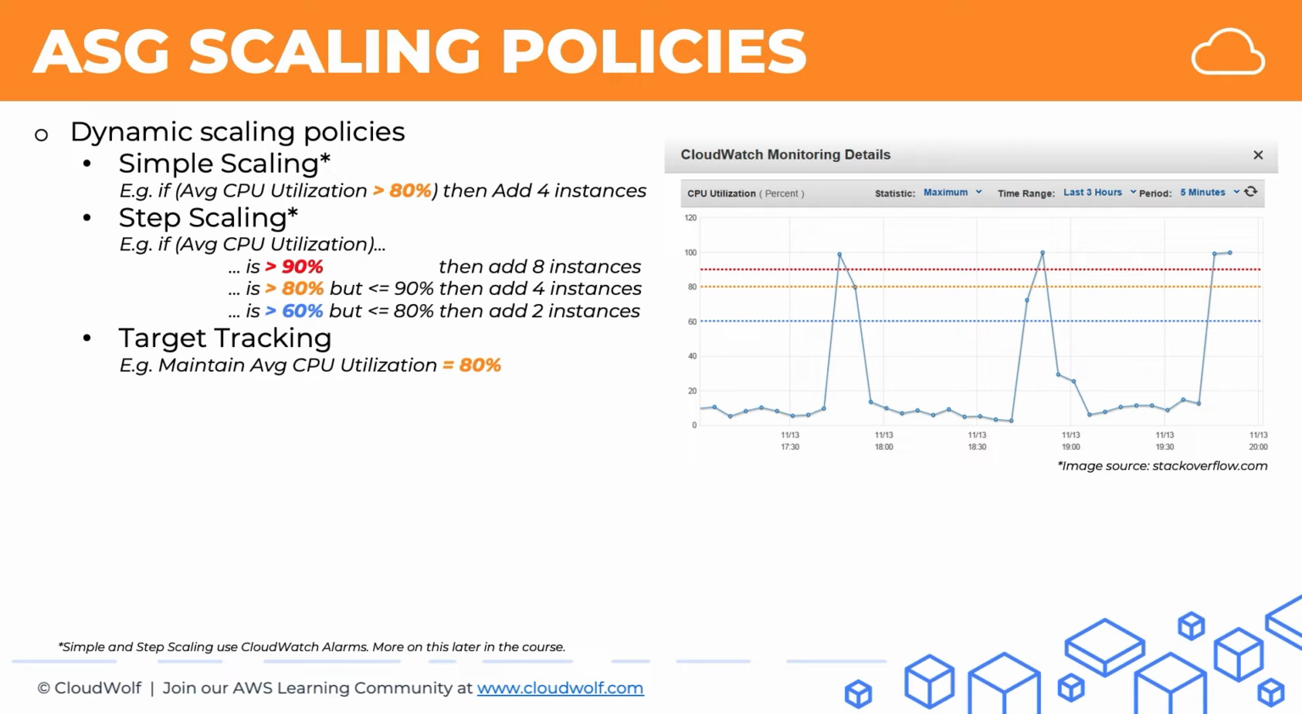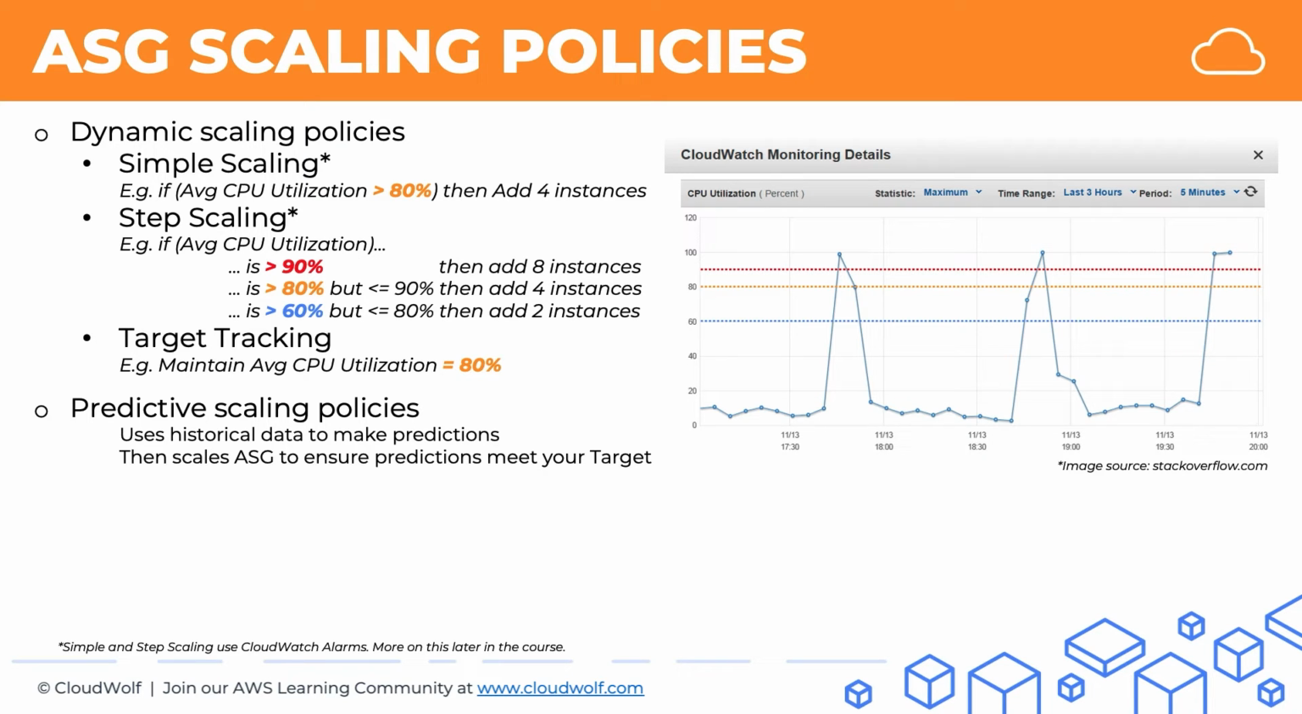The next category, the second category, is predictive scaling policies. These use historical data to make predictions about the future, and then they will scale the auto-scaling group size to ensure the predictions meet your target. So you could again say the target average CPU utilization that I want to have is 80%.